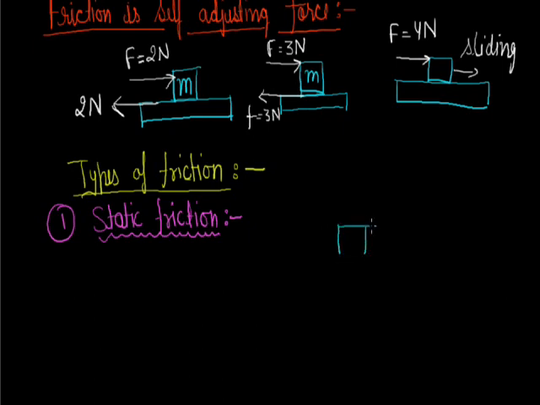Suppose any block of mass m is placed on any horizontal surface and here any force is applied on this block, suppose capital F, but this body is not moving, it remains at rest. So in this condition the force of friction between the surface of block and this horizontal surface is known as static friction.